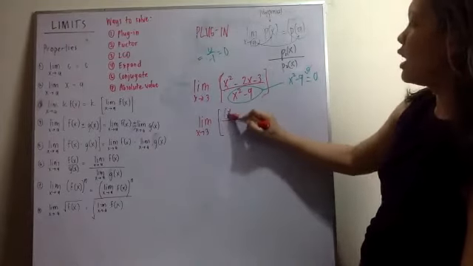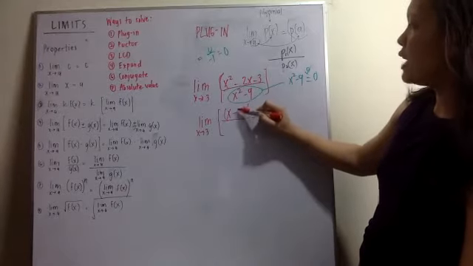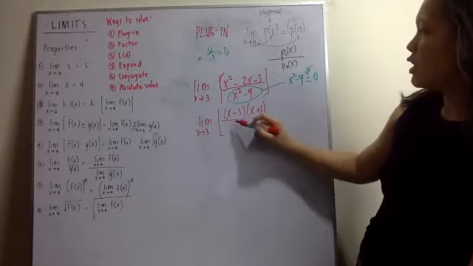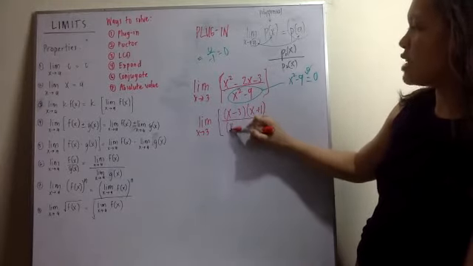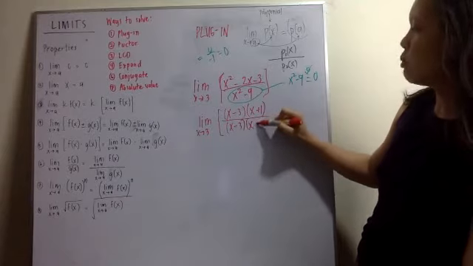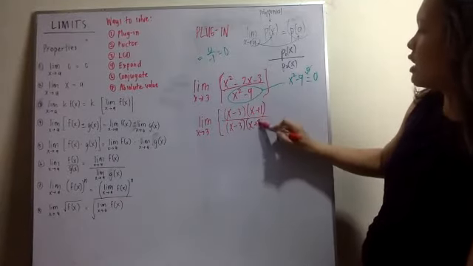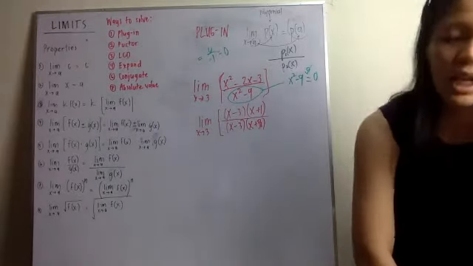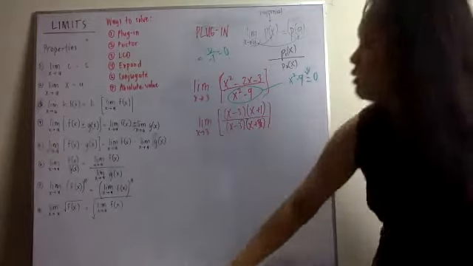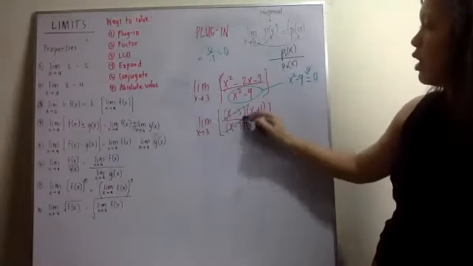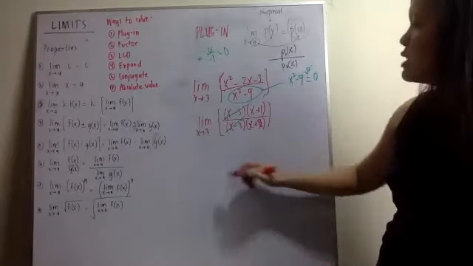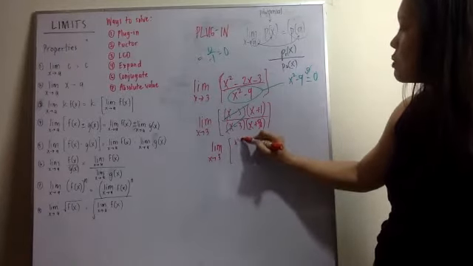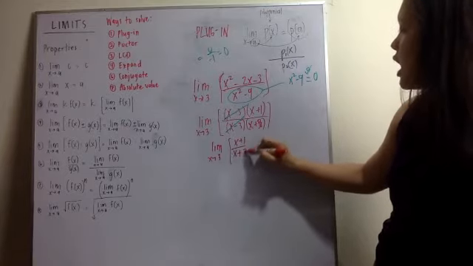So here we have x minus 3 and x plus 1. Okay? Down here, difference of two squares: x minus 3, x plus 3. As you can see, we have something we can cancel, correct? What can we cancel here? The x minus 3. So what's left is the limit as x approaches 3 of x plus 1 over x plus 3.